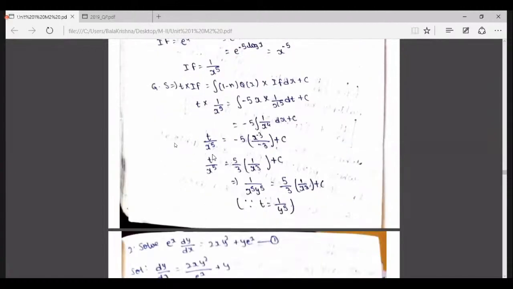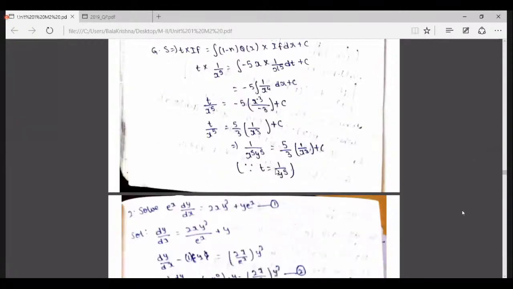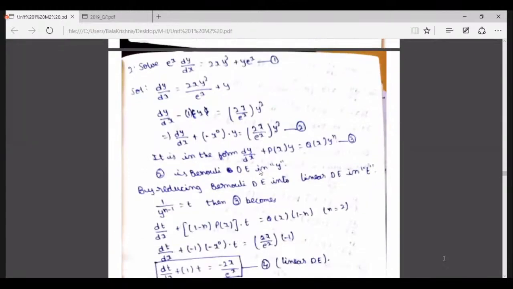But if you see here, the solution is in terms of t, but we require it in terms of y. That is the reason at the end, you should change t to 1 by y power (1 minus n), that is 1 by y power (1 minus 6), that is 5. Clear? This value you should remember. Just see here.